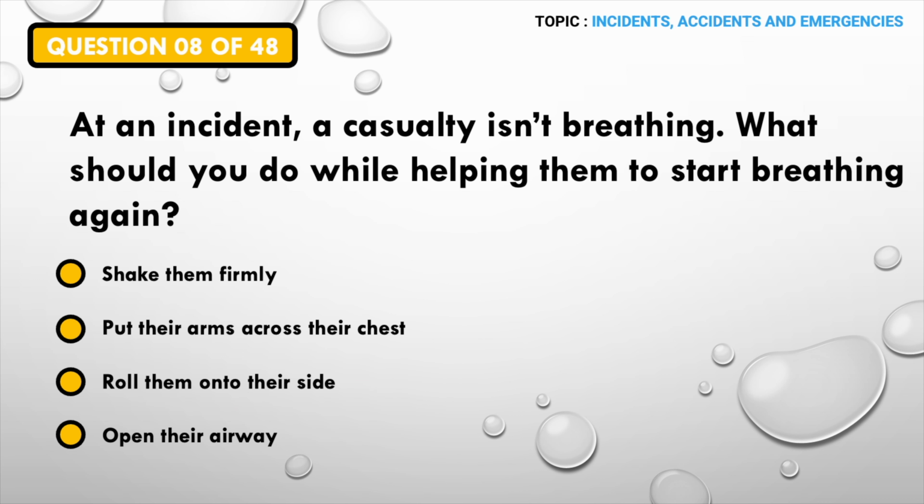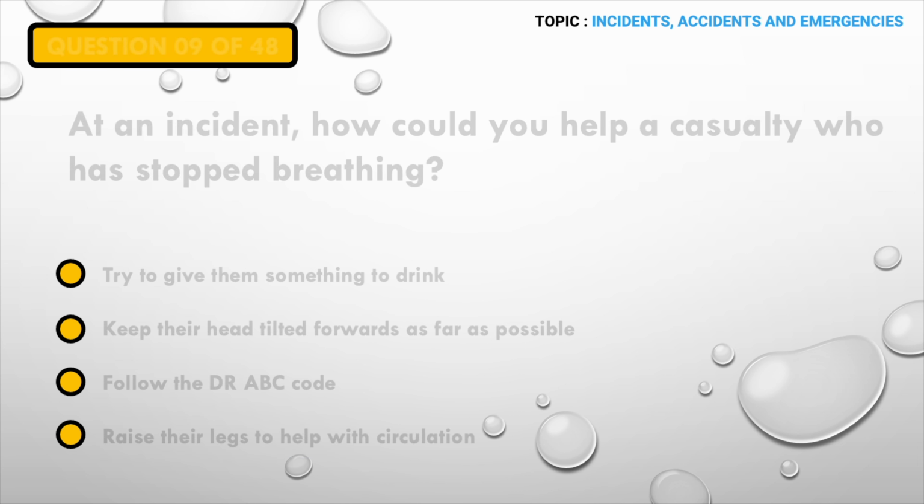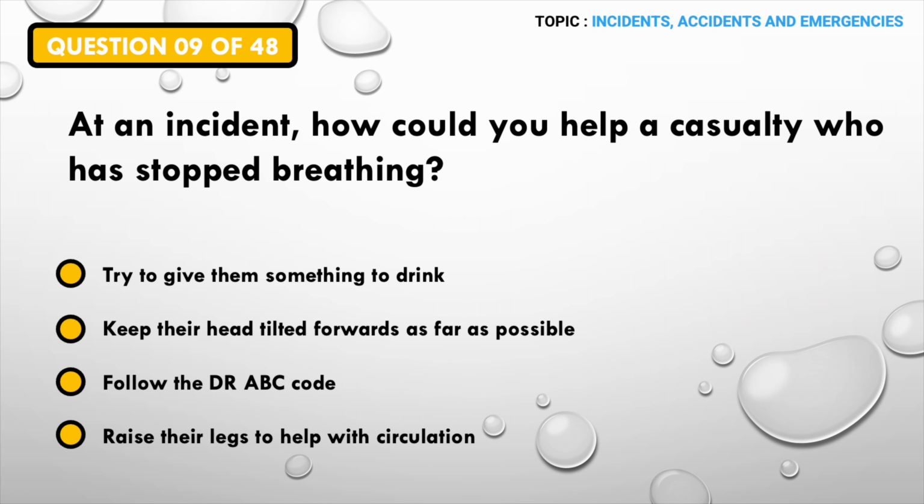At an incident, a casualty isn't breathing. What should you do while helping them to start breathing again? Shake them firmly. Put their arms across their chest. Roll them onto their side. Open their airway.